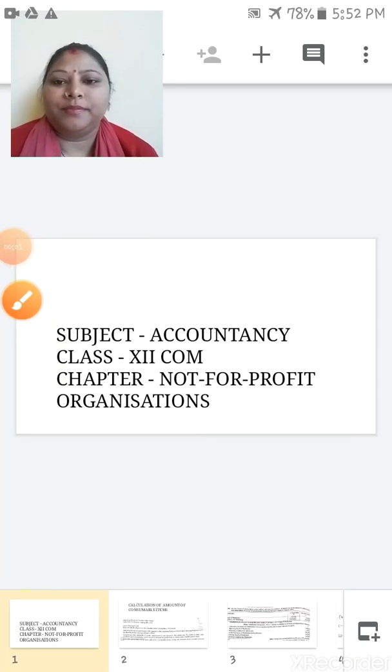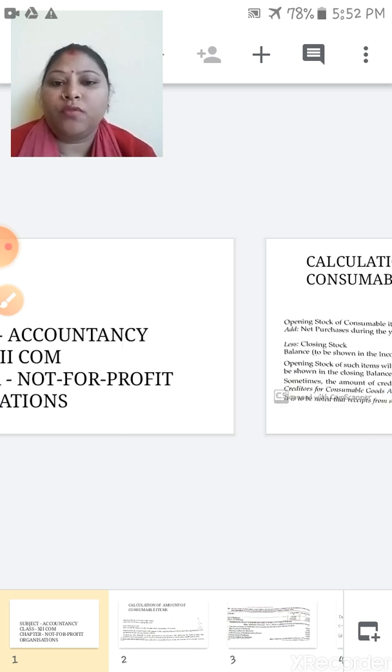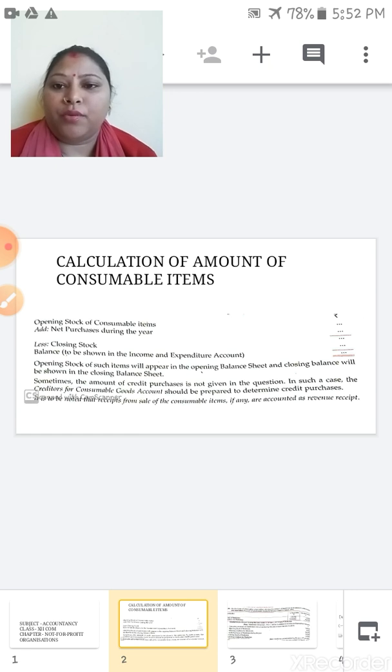Sairam children, yesterday we had learned about the format of income and expenditure account and calculation of subscription. Today we will do the questions on calculation of the amount of consumable items.